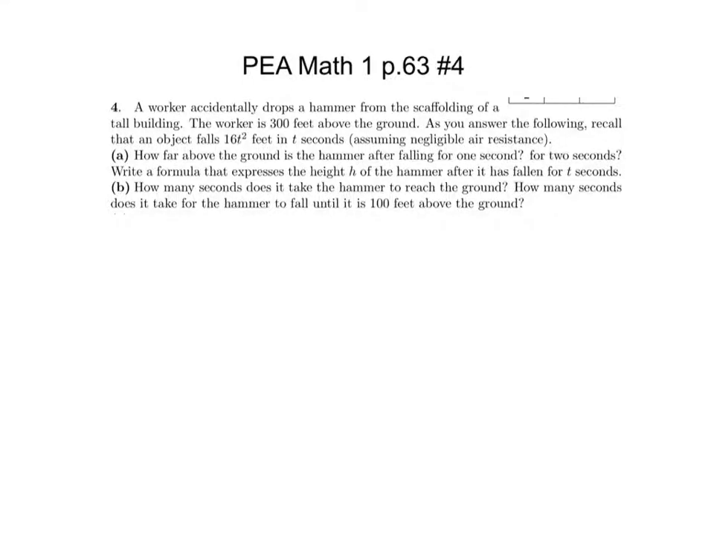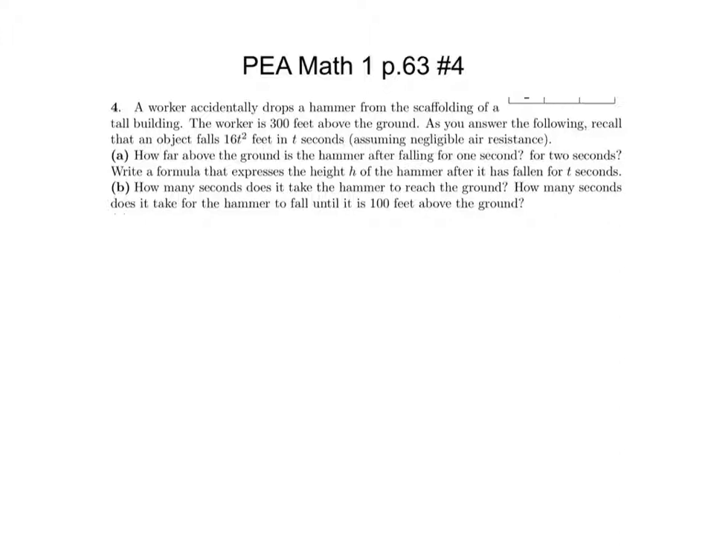Okay, this is page 63, number 4, in our quadratics unit we're working on. A worker accidentally drops a hammer from a scaffolding of a tall building. The worker is 300 feet above the ground, and as you answer the following, recall that an object falls at 16 t squared feet in t seconds.